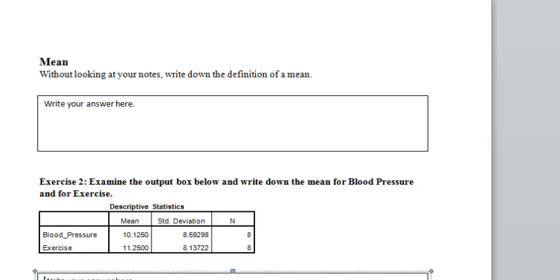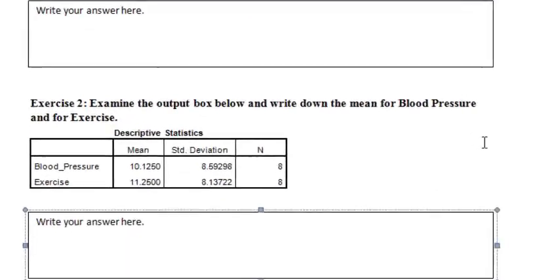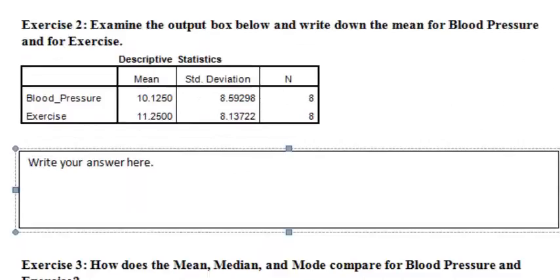So the mean is the average obtained from a group of scores. Now, remember there's the mean, and then there's also the median and the mode. Remember, the mode is the most frequent score that occurs, and the median is the 50th percentile. So all three are averages, but the mean, the median, the mode are a little different, as you learned in that workshop. So here it's asking you to examine the output box below and write down the mean for blood pressure and for exercise. So go ahead and stop the video if you haven't done this and determine what the mean score is for each, and then I'm going to go ahead and talk about the answer.